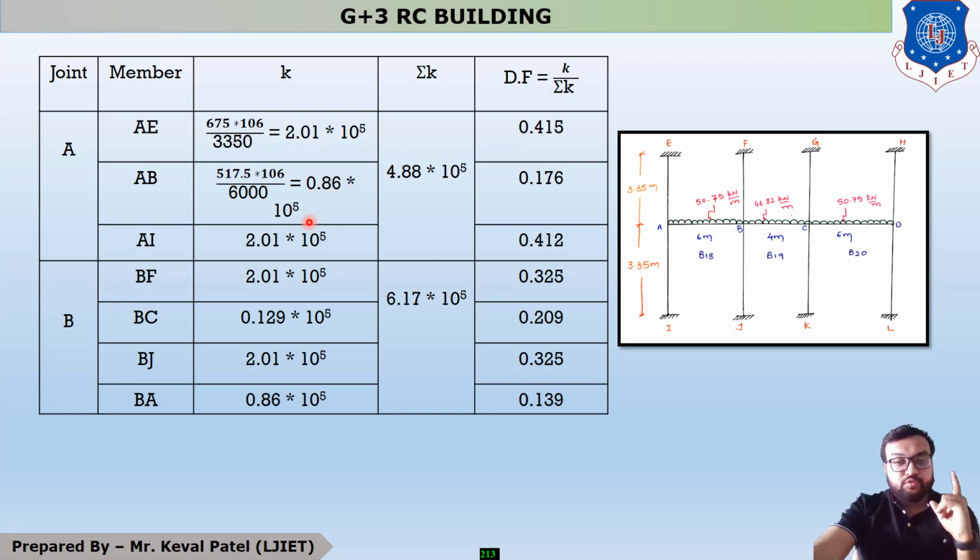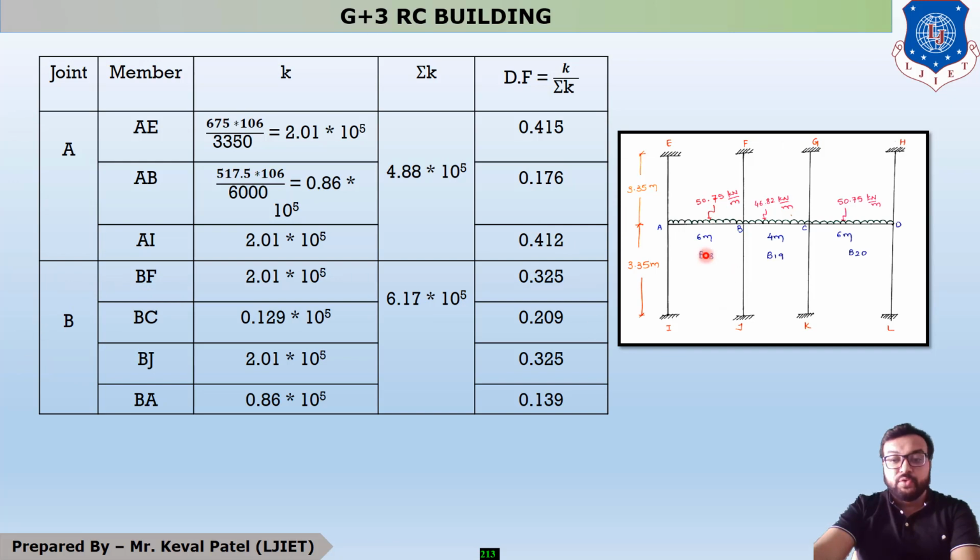0.86 into 10 raised to 5 divided by this. So you will get your answer 0.176. Similarly, this divided by this, like this divided by this, so you will get your answer 0.412. Okay, so this is the end for joint A.